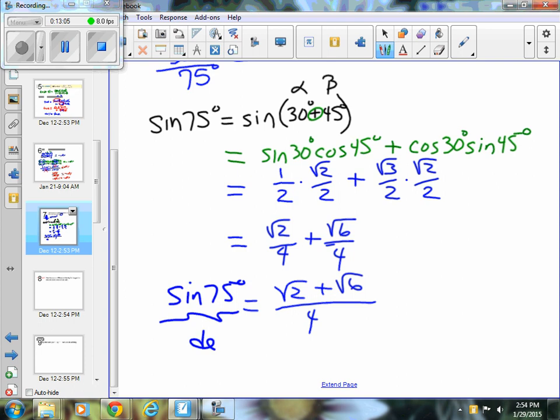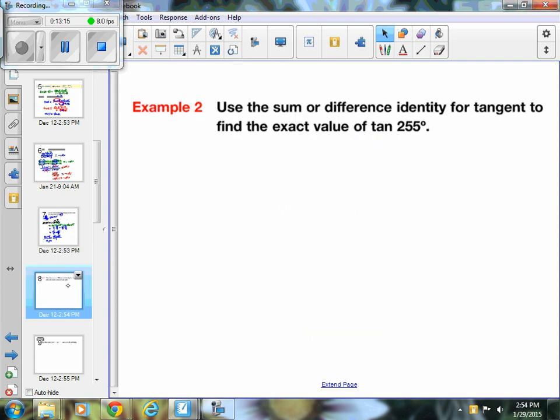Make sure you're in degree mode. You should get the exact same decimal for both. It's a way to write it as an exact answer. Kind of handy. So we're able to solve for things that we wouldn't normally do. Okay, we'll wrap it up with one tangent formula.